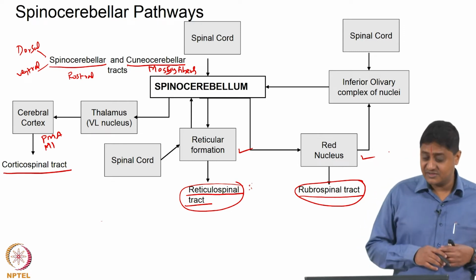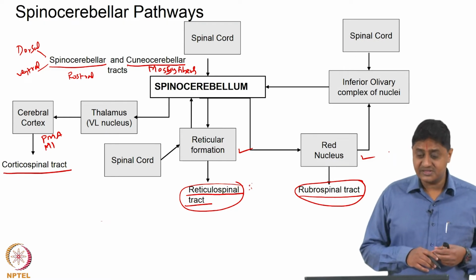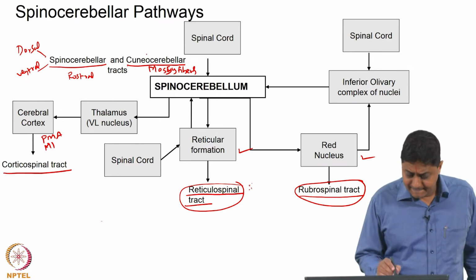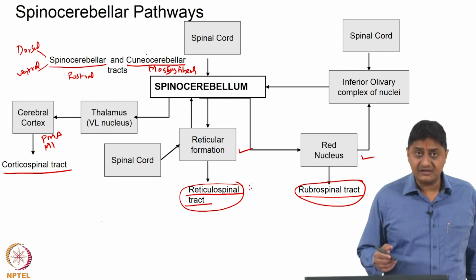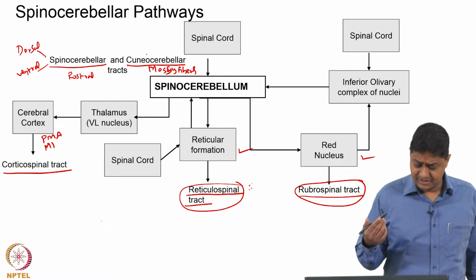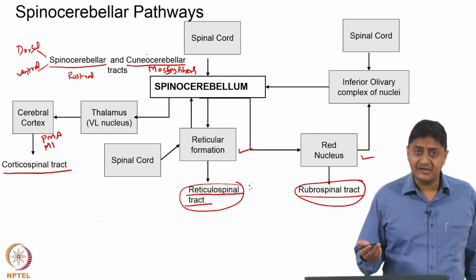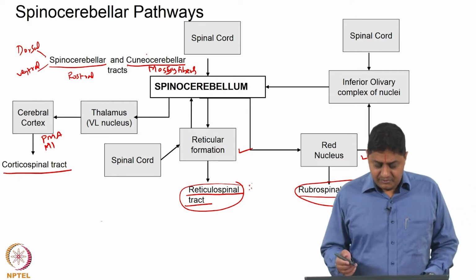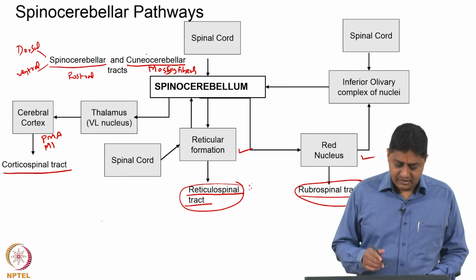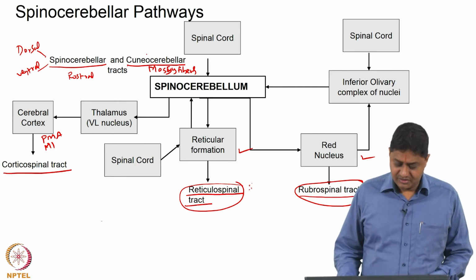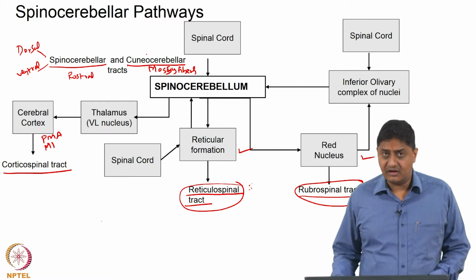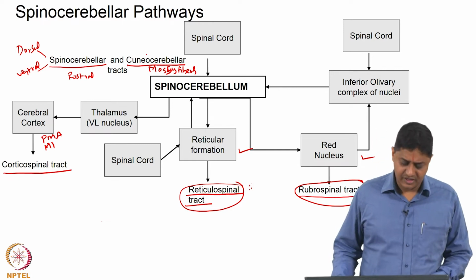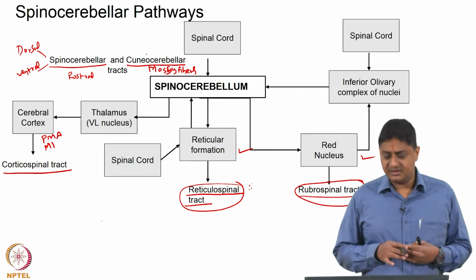So, there are multiple ways in which it receives inputs, and there are also multiple ways in which it sends its outputs. What are the various inputs? One more time, the major inputs are the spinocerebellar tracts. These are the dorsal and the ventral spinocerebellar tracts, the cuneocerebellar tract and the rostral spinocerebellar tract. Another major input is indirectly through the reticular formation, and we said what the nuclei of the reticular formation are that receive this sort of input, and another input is via the inferior olive. These are the major inputs to the spinocerebellum.